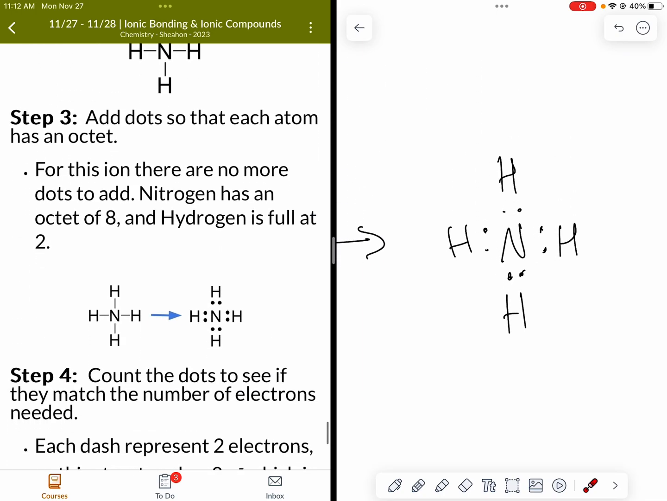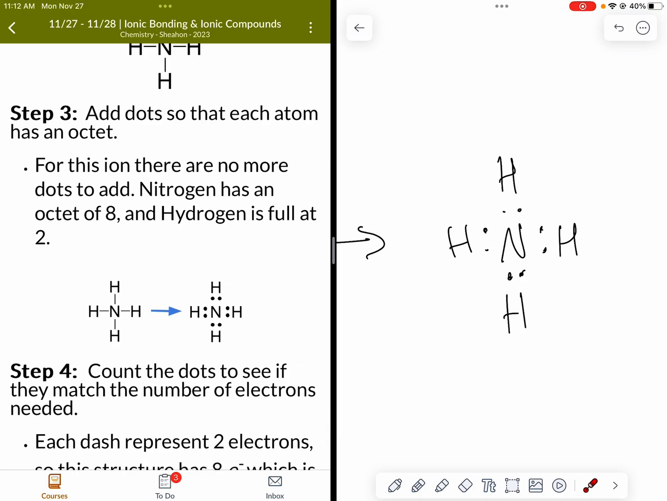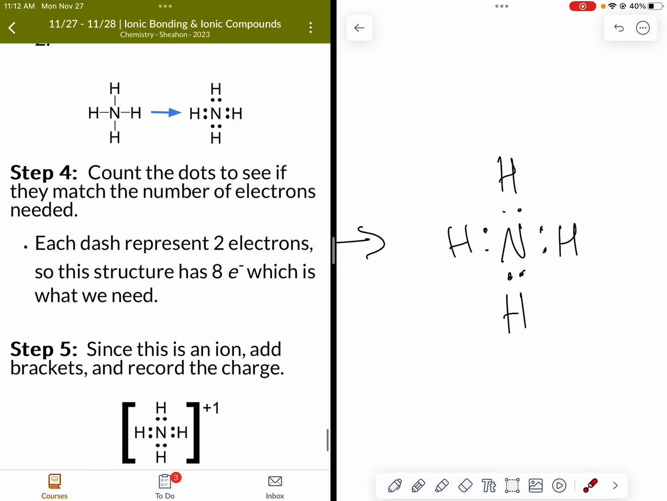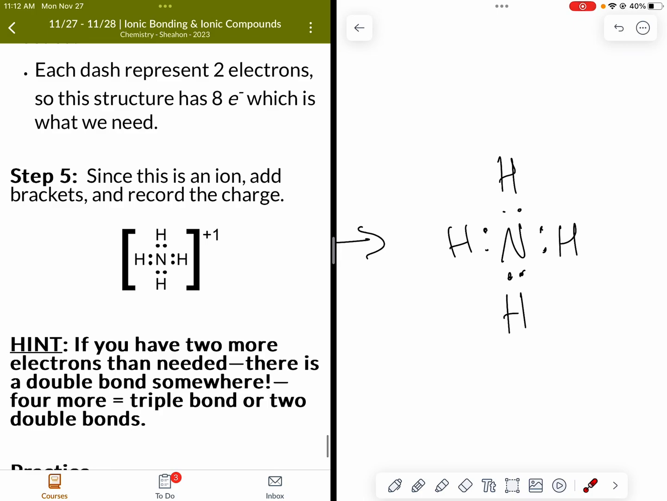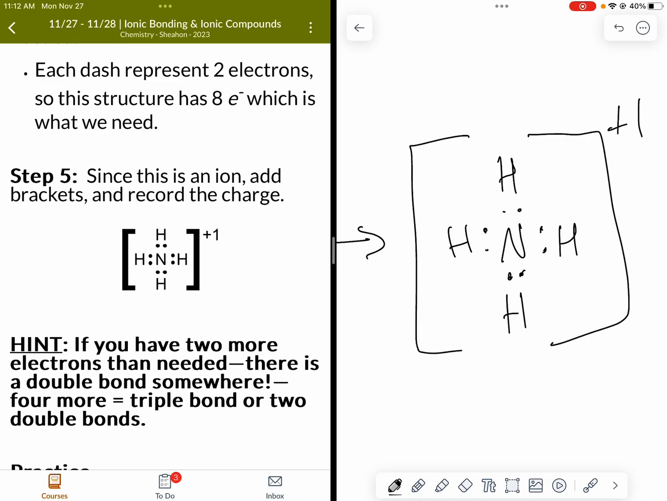Okay? So step 3 was to add the dots, and in this case, we replaced those dashes with 2 dots apiece. Count the dots to see if they match the number of electrons needed. Okay? And we just did that. But now we're going to, since this is an ion, add brackets and record the charge. All right? And so that shows NH4 as a plus 1 cation.